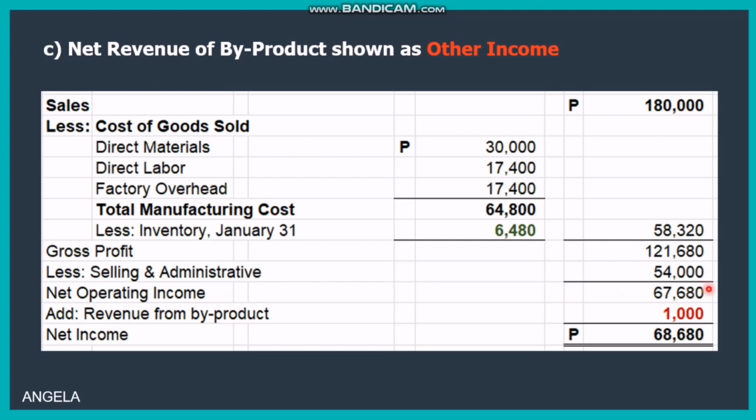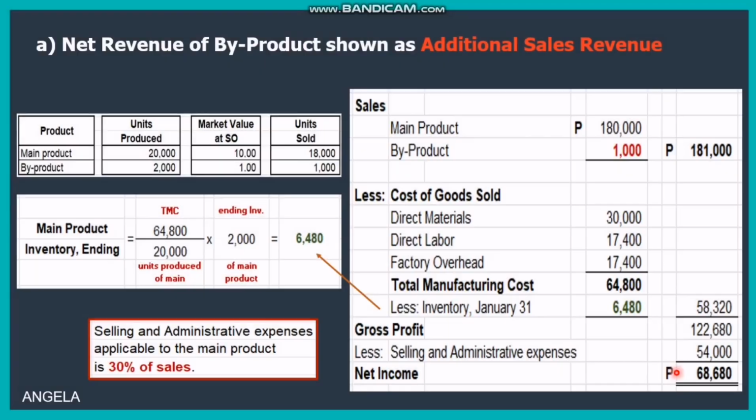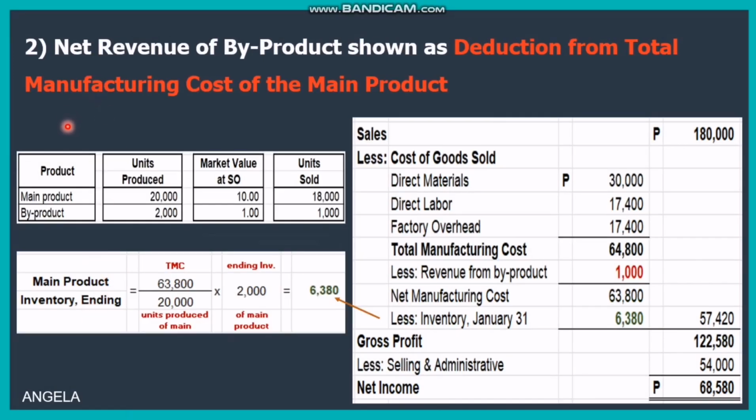So, ito na, magpapakita na siya as other income. So, net operating income plus additional revenue from byproduct, 67,680 plus 1,000, mag-arrive tayo sa net income na 68,680. So, papansinin natin, sa letter C, 68,680. Sa letter B, 68,680. And sa letter A, of course, 68,680. Tapos na tayo sa requirement number 1.